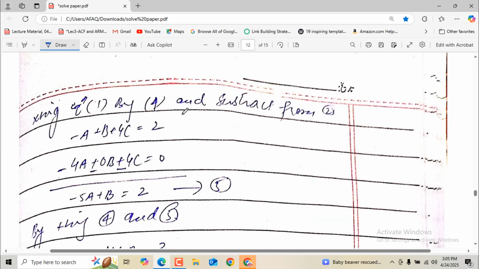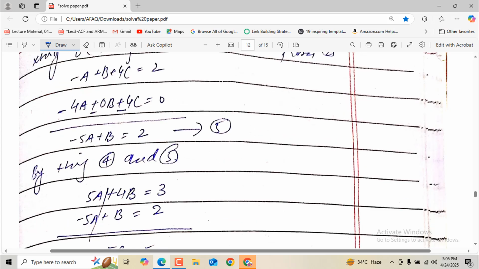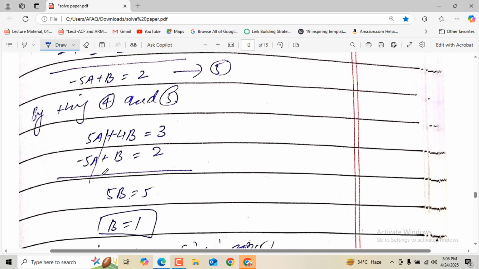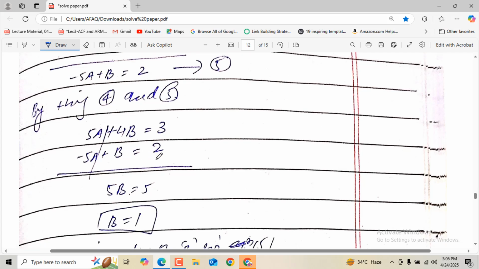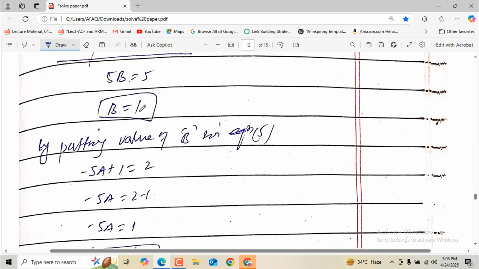Multiplying equation 1 by 4 and subtracting from 2: -A + B + 4C = 2, minus 4A + 0B, as there is no element of B, + 4C = 0. This gives -5A + B = 2. By adding 4 and 5: 5A + 4B = 3, -5A + B = 2, so 5B = 5 and B = 1.